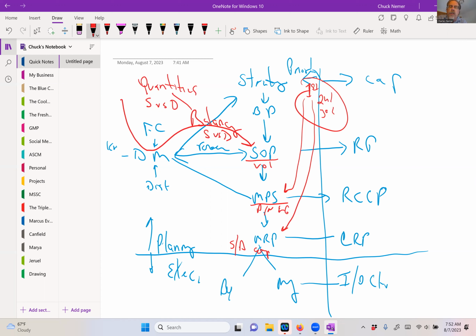So again, priorities is all about first, second, and third. Balancing is all about quantities, balancing the demand quantities with how we're going to meet those demand quantities with our supply quantities at the different levels.